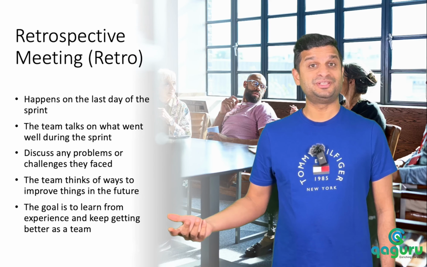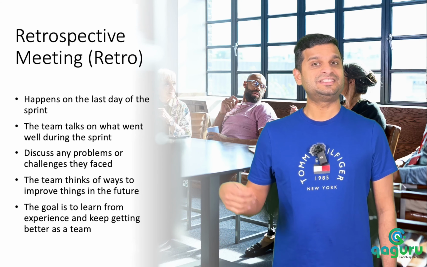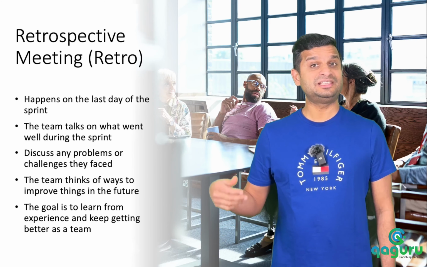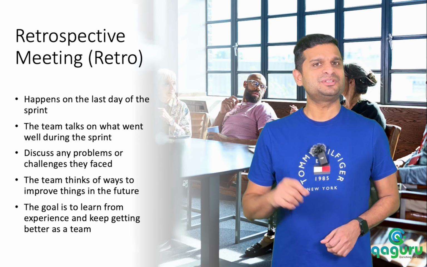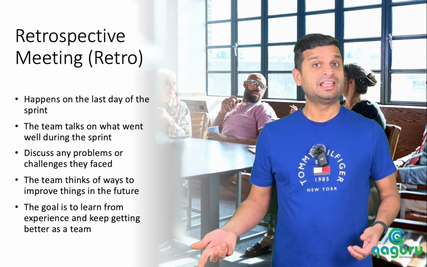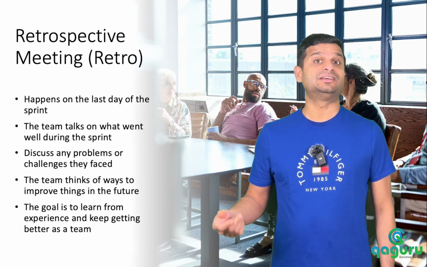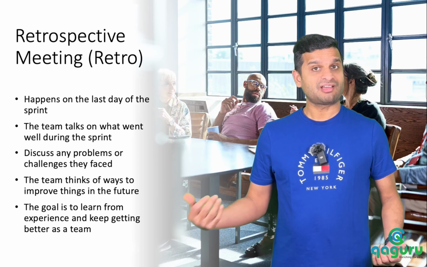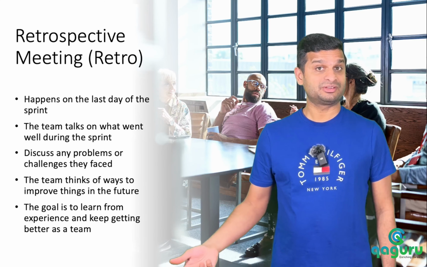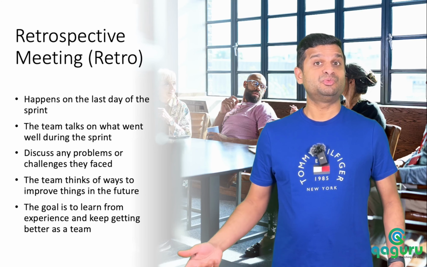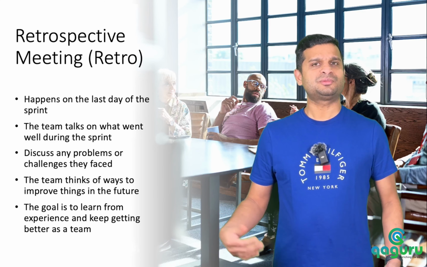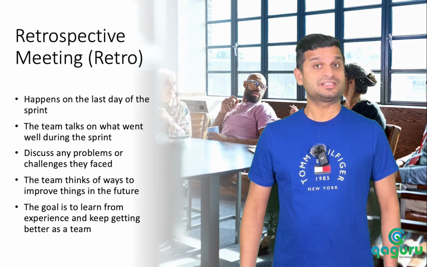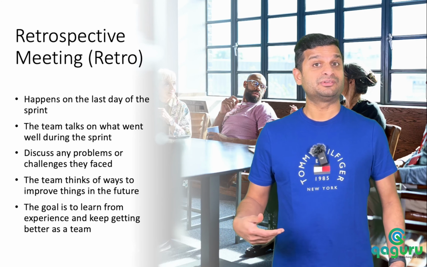A retrospective meeting or retro is like a team huddle held at the end of each sprint in Agile development. During this meeting, team members talk about what went well and what could be improved in their work process. They share ideas for making things better next time and come up with some specific actions to try in the next sprint. It's all about learning from past experiences and getting better as a team.